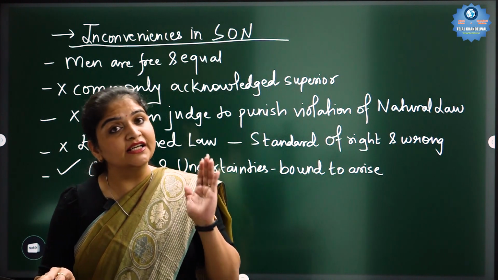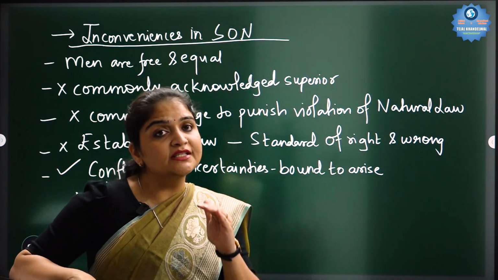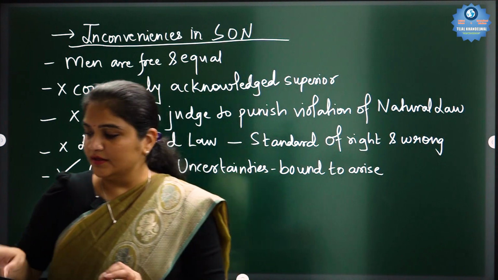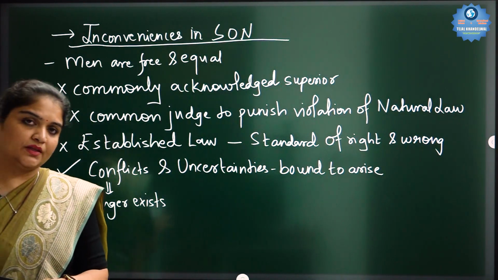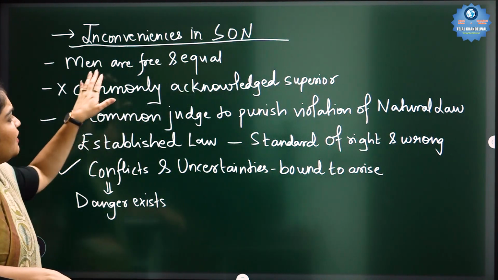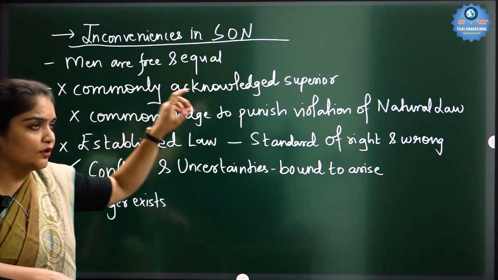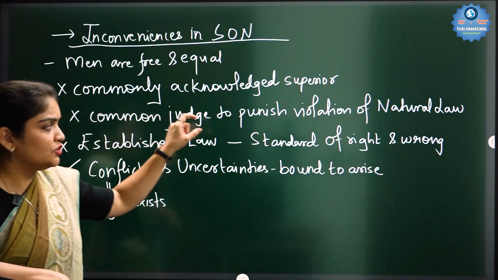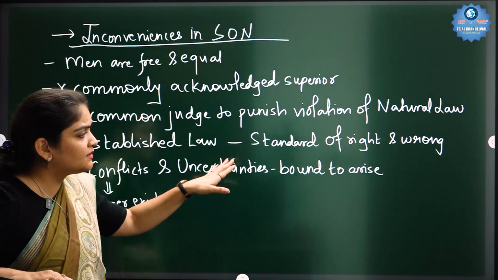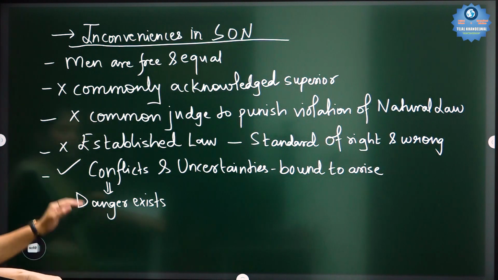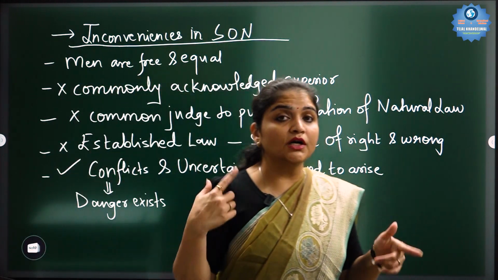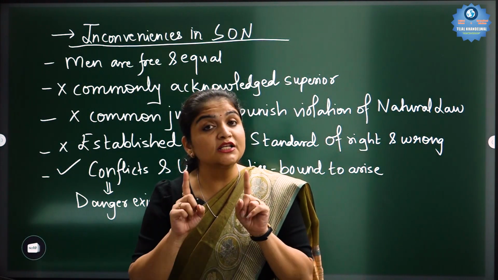So, because of these inconveniences and to overcome them, men enter into a contract. That is how he establishes the basis for the contract. So, the inconveniences, he says: men are free and equal, but there is no commonly acknowledged superior. There is no common judge to punish violation of natural law. No established law which can say what is the standard of right and wrong. And there are conflicts and uncertainties which are bound to arise because everyone will become a judge in his own case. So he says there is possibility of danger.